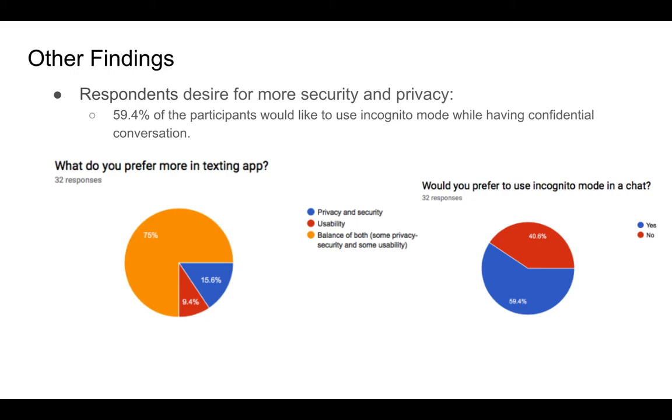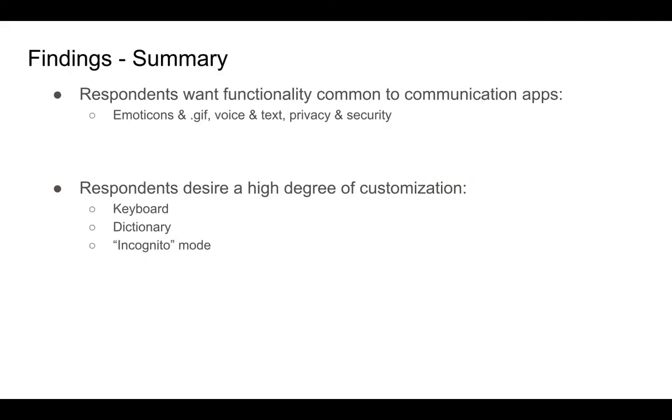To summarize our findings, users desire all functionality that is common in current messaging applications, such as emoticons and GIFs, the ability to communicate with contacts using both text messaging and voice messaging, as well as best practices regarding the privacy and security of our users' conversations. Throughout our findings, the results have pointed towards our users wanting a larger degree of customization of features within the application, particularly with the keyboard and dictionary.